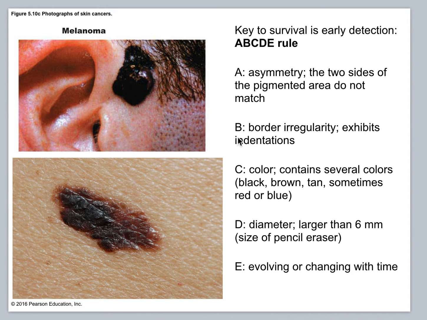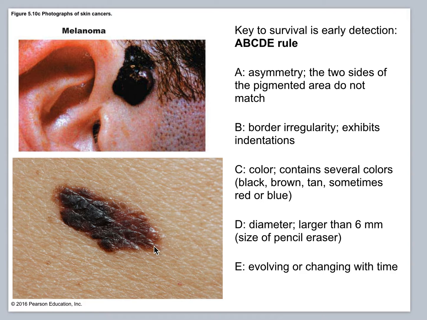The B stands for border irregularities or indentions. See, these have indentions here. They're not smooth borders. They're irregular borders. C stands for color. Sometimes they could have several colors inside: black, brown, tan, sometimes even red or blue. Notice how this one has different shades of darkness. There's brown, and there's darker, black. D is diameter. If it's larger than the size of a pencil eraser, then it's more than likely some sort of carcinoma or melanoma. And the last parameter is E for evolution, or evolving, changing with time.